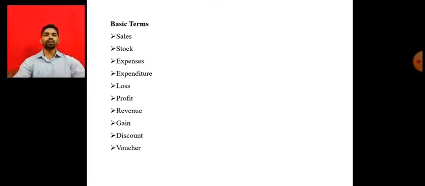Volume by sales means whatever is manufactured in the business, or the service they are providing to customers. After manufacturing the products, they sell them to customers or to another entity, another enterprise or business, and that is nothing but sales. Next is stock: whatever unsold products remain with the business is nothing but stock, meaning unsold goods.